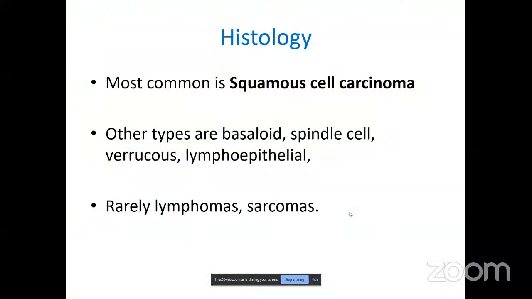So the most common histology, as I mentioned, is squamous cell carcinoma. Other types we also come across, like basaloid, spindle cell, sometimes lymphoma, sarcoma, etc.